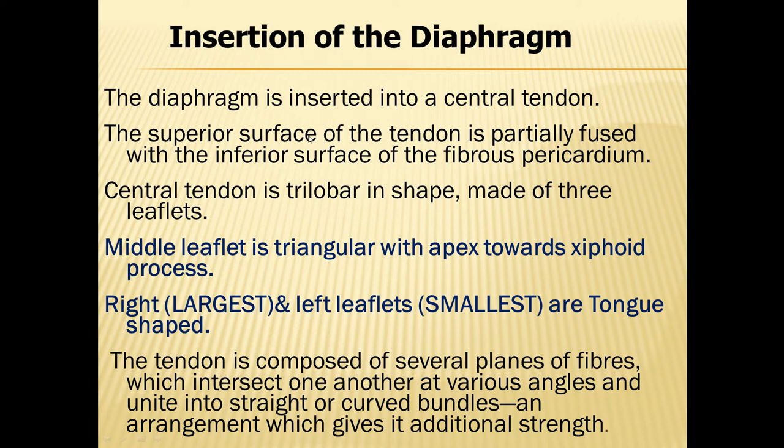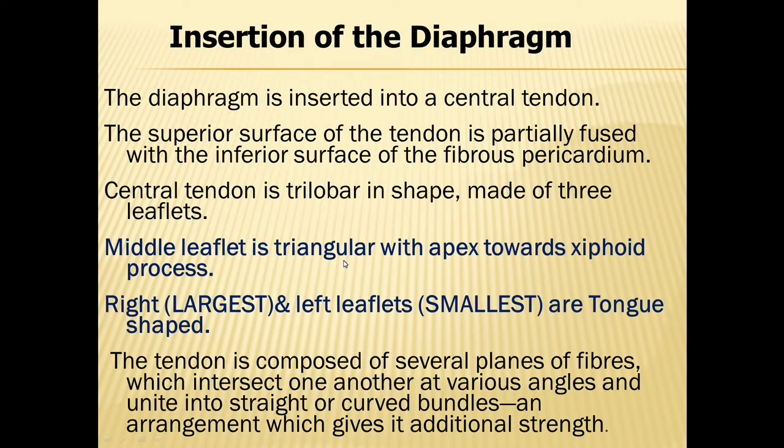And what are the features of the central tendon? The central tendon is trilobar. Three leaves, three leaflets are there: middle, right and left. Out of these three, the right is the largest, the left is the smallest, and the middle one is triangular, and its apex is towards the xiphoid process.